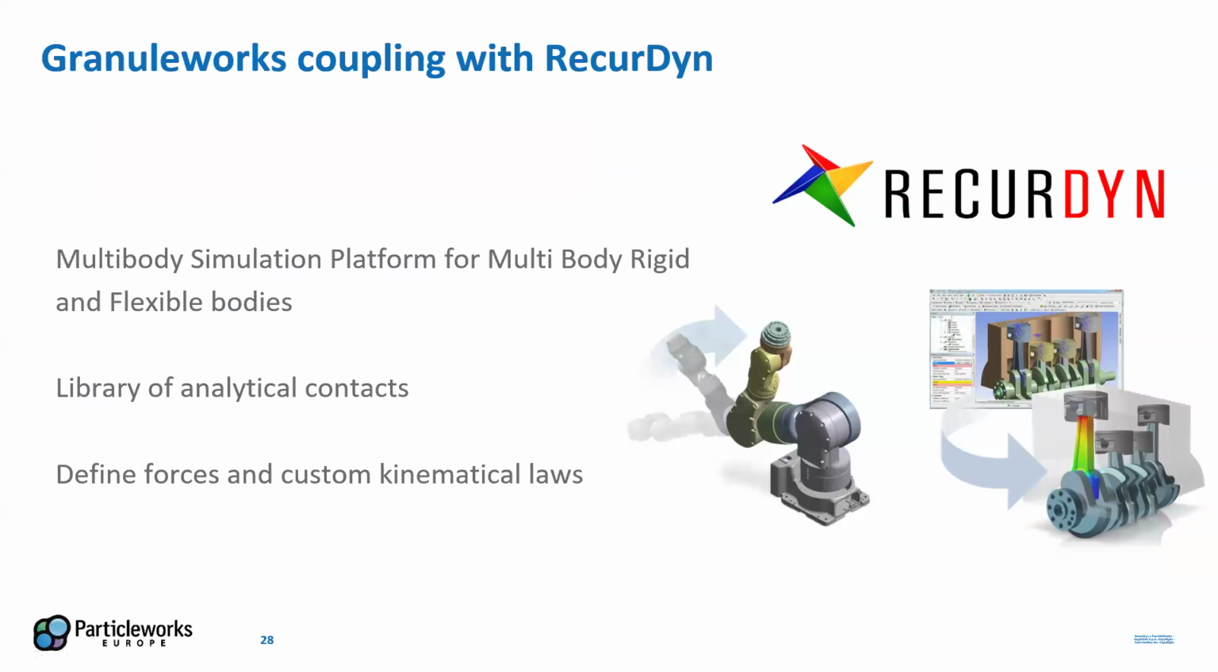Finally, another coupling we have is with RecurDyn. RecurDyn in this case is an external solver that handles multi-body systems. So basically, very complex kinematic rotation could be applied and handled by this multi-body platform. And also the software here, RecurDyn, has a library of analytical contacts between the system, so we can really study friction and define forces on the elements to achieve movements of the multibody.